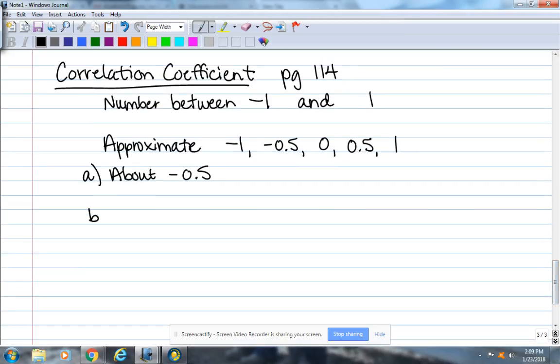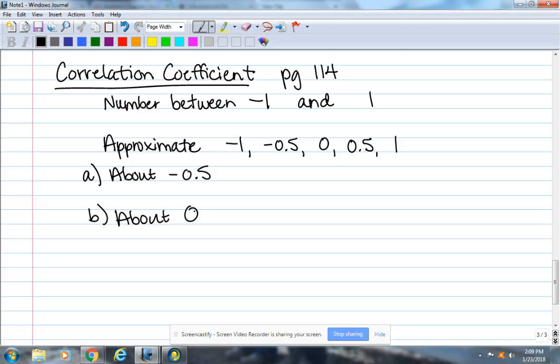So look at problem B. What would you say? That's zero. Yeah, that's no correlation whatsoever, right? It's hard to find a trend in that data. So we would say that one is close to zero. And I'm saying about because we're kind of estimating, right?